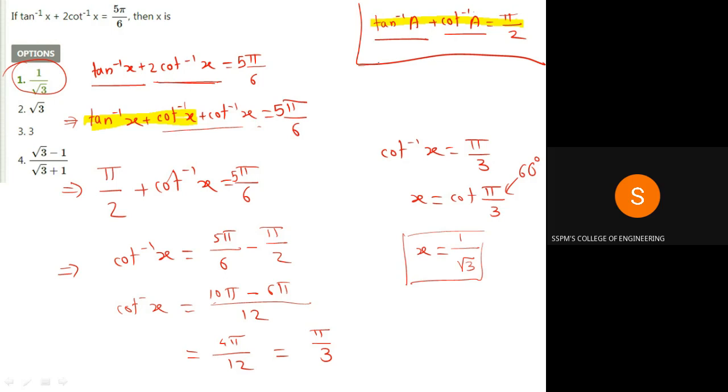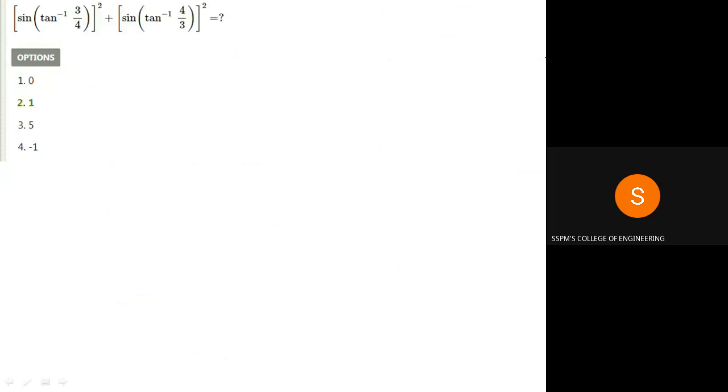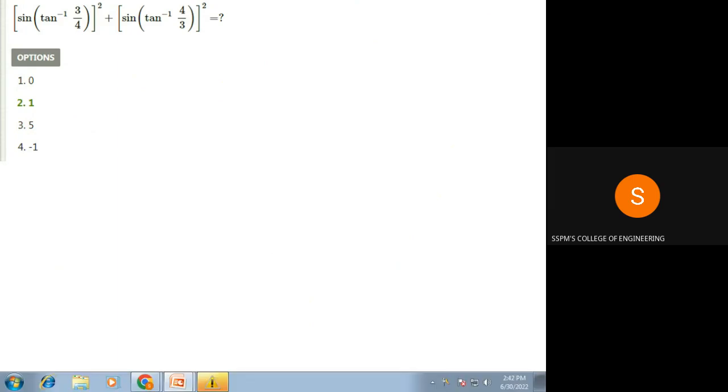So you have to remember this formula and solve the equation. Now the next example we will take. What is given here? An expression is given and you have to find the value of it. Very easy. I will write it again here.